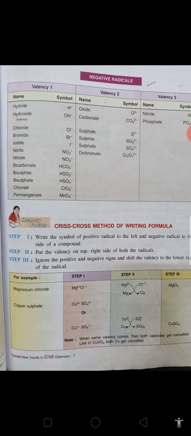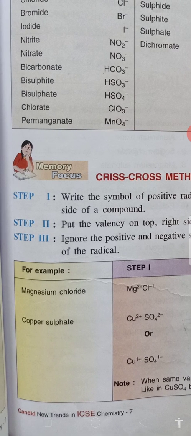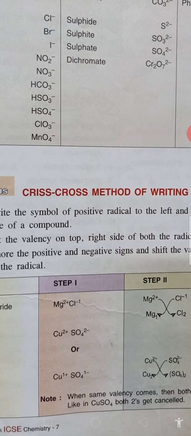Then we write down their valencies and we ignore the positive and negative sign. So we leave the positive and negative sign and shift the valencies to the lower right side of the radical. As we are showing it in this example, children, we have to write down the formula of magnesium chloride. So first step we do is we write down magnesium and its valency is 2 plus, and then we write chloride, that is Cl minus.